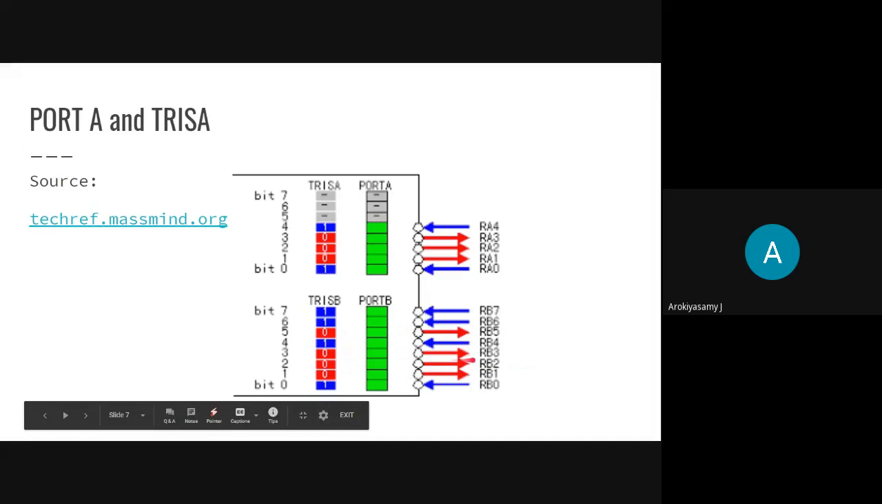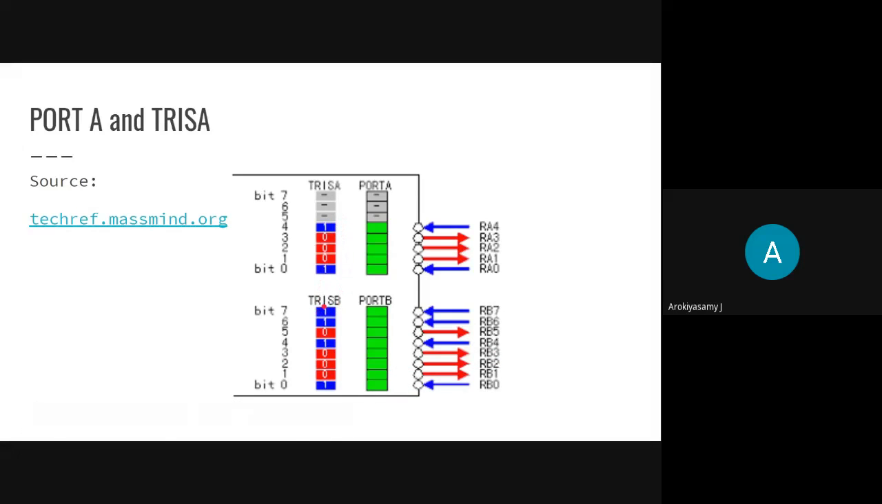See all these three lines, there are three zeros. The last line, RB0 input, here it is 1. So if you put 1 here, the lines will act as input lines. If you put 0 in the tris register, the corresponding line will act as output. The same idea is extended for port C, port D, port E also. Similarly, there is a tris C register for port C, a tris D register for port D, and a tris E register for port E.